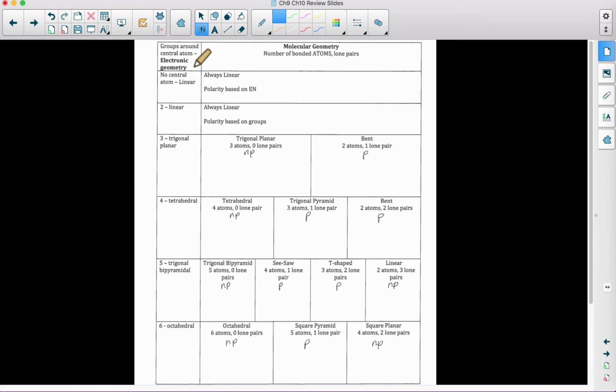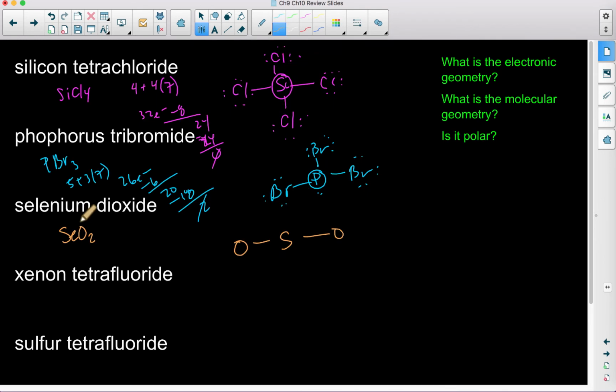So I'm going to go down here again, but I'm going to scroll over and see that it actually falls under this category. So its electronic geometry is tetrahedral, its molecular geometry is trigonal pyramid, and it is polar. All right. So selenium has 6, oxygen has 6, which means we have 18.